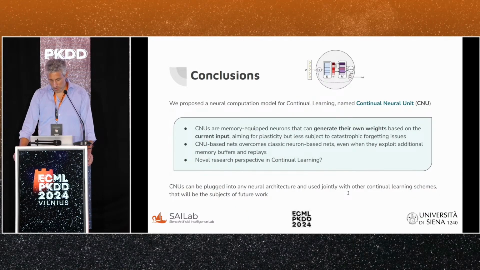Okay, just to conclude, what I just presented is a novel model of neuron. We call it continual neural unit. Continual neural units are memory-equipped neurons that can generate their own weights based on the current input. So they want to gain plasticity, while still being stable enough to try to prevent catastrophic forgetting. Of course, I don't have a magic solution to all the problems. We believe this is a novel research perspective in continual learning, and it's general enough to be applied jointly with so many existing methods.